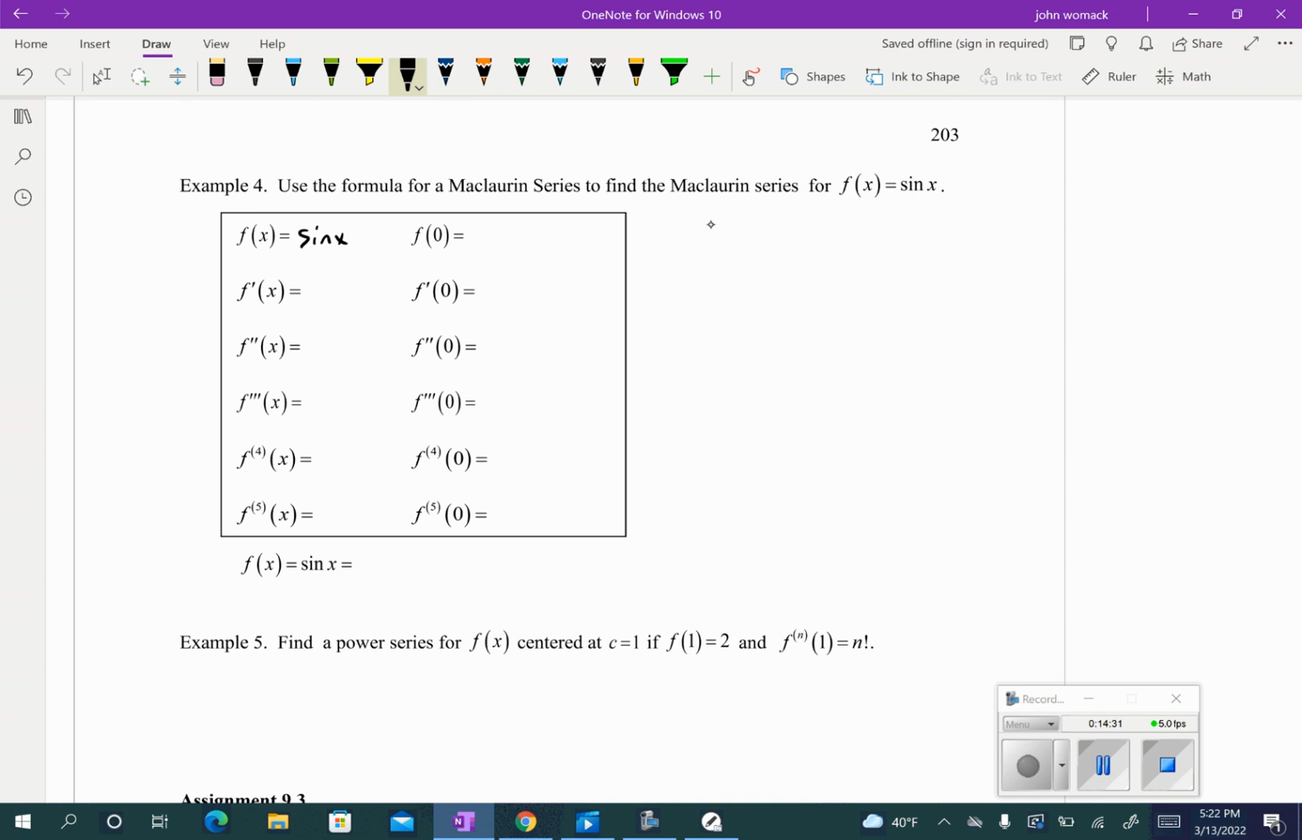f of 0 would be 0. Derivative of sine of x is cosine of x. If I plug 0 in there, I get 1. Derivative of the cosine of x is negative sine of x. If I plug 0 in there, I get 0 still. Derivative of negative sine of x is negative cosine of x. You guys go ahead and pause the video, fill out the rest of that.